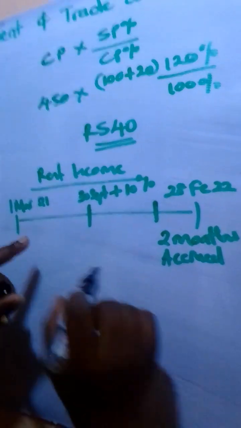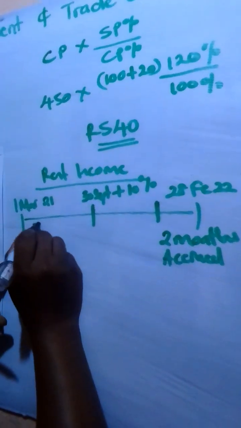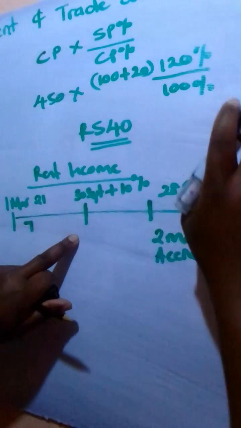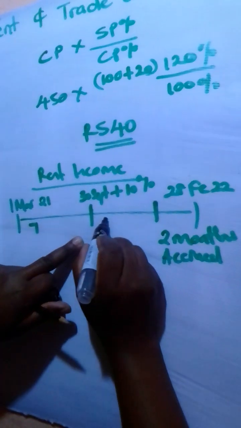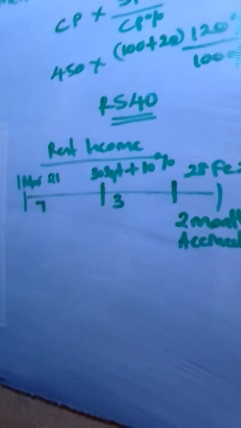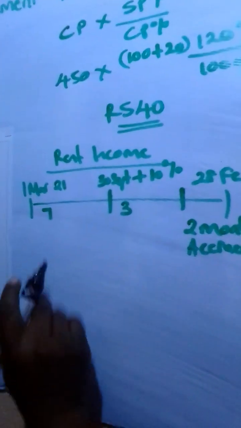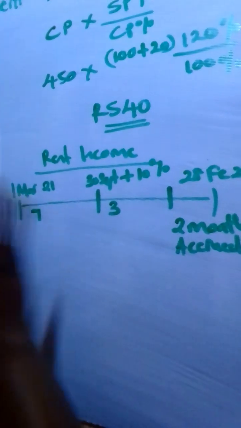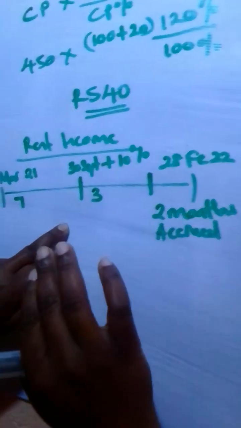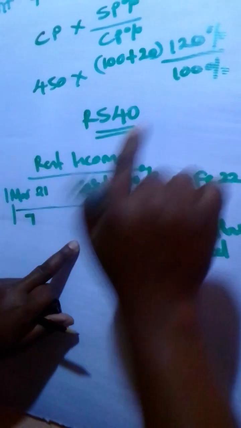Let's just check from 1 March to 30 September. How many months are there? We have got 7 months. From 1 October up to December, because remember January the money was not paid, here we've got 3 months. So if we say 7 plus 3 plus 2 which were not paid, we have our 12 months. Now let's check how much the rent was from 1 March to 30 September. It was 100%, but after 30 September up to the end of the financial year, the amount had increased by 10%. So from 100%, we add 10%, it becomes 110%.